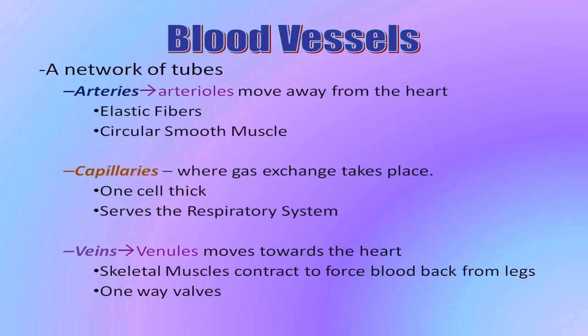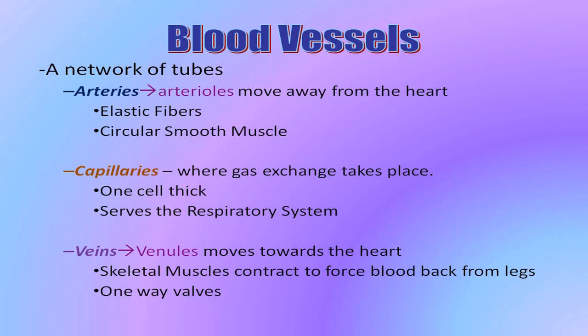Now the blood vessels. There are three types of blood vessels. Arteries. Arteries break down into arterioles. Arterioles then break down into capillaries. Capillaries are the sites where exchange of everything takes place between the cell and the blood. And then capillaries fuse to form venules. Venules then form veins. Veins then come back to the heart.